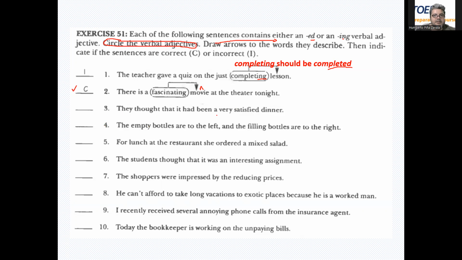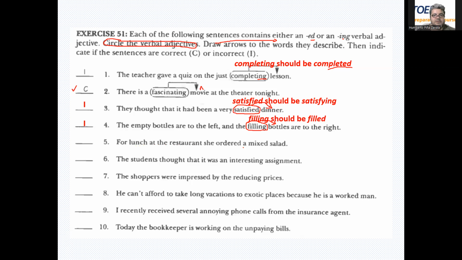They thought that it had been a very satisfied dinner. Okay, so this is incorrect because it's a satisfying dinner. The empty bottles are to the left and the filling bottles are to the right. Okay, so filling is an active, it's more like an active meaning. So it should be the filled bottles because it's passive. Somebody filled the bottles.